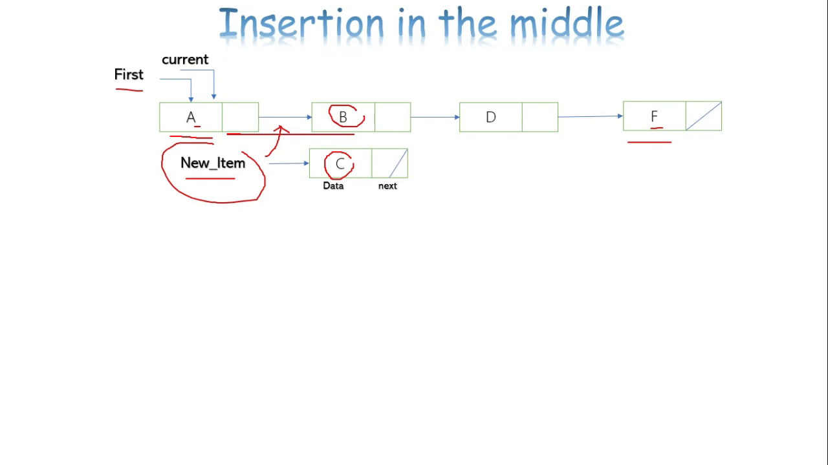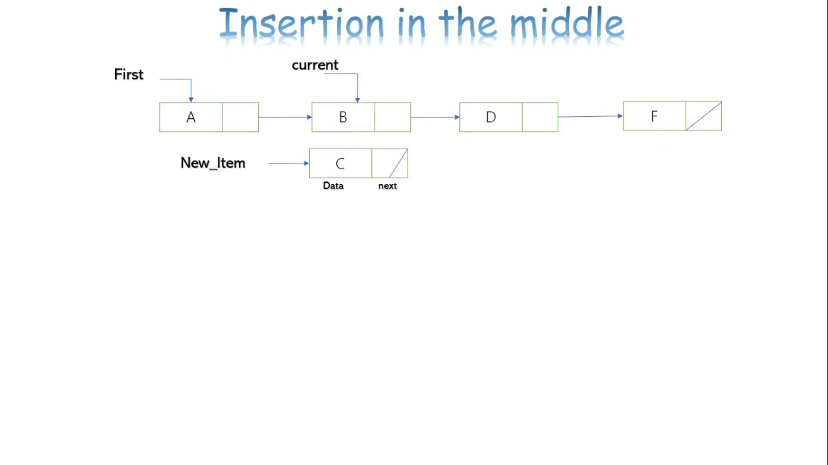In this case, current dot next data, which is B, is not bigger than new item dot data, which is C. So I have to move my current one step to the right, which is there. Now I will do the checking again. If current dot next dot data, which is D, compared to the new item dot data, which is C, if the D is bigger, then the right position for the new item is between B and D. In this case, D is bigger than the C, then the new item position must be here.